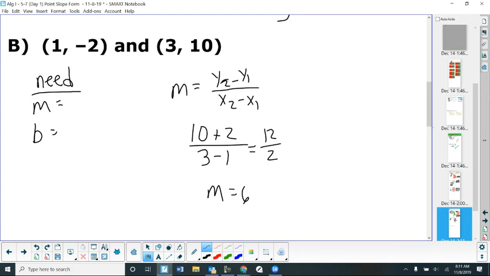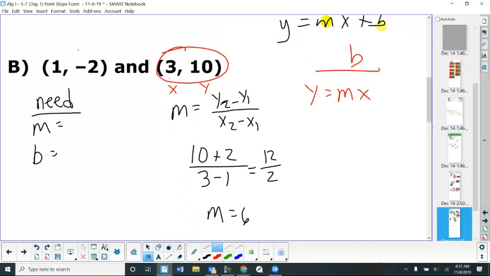Emily, which one do you want to choose? We need to choose an x and a y, right? Does it matter which point you choose? Here or here? It doesn't matter, right? Which one do you want to work with? 3, 10? Okay, why don't we work with that? So this is going to be our x, this is going to be our y. We need to get b now, right? So we need to sub everything in our equation, everything but b. Okay, let's see.